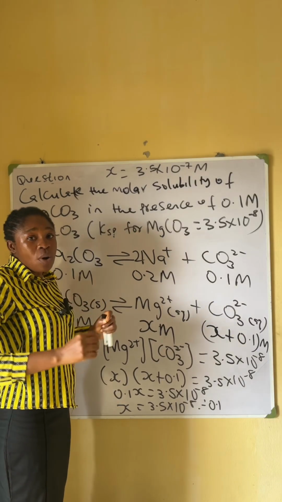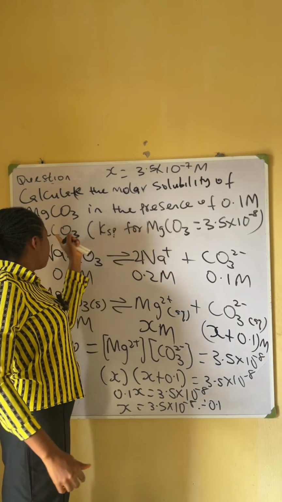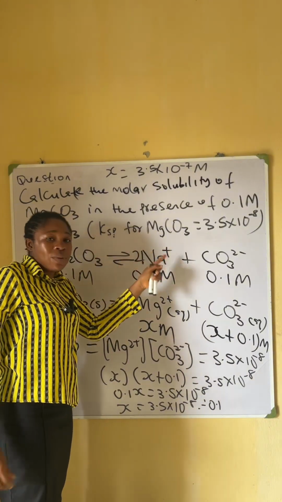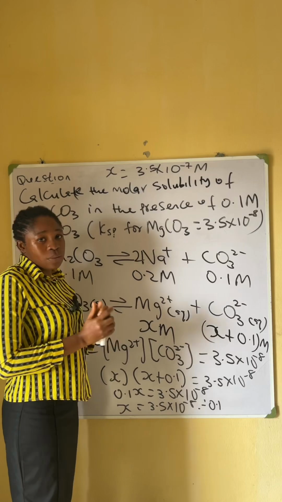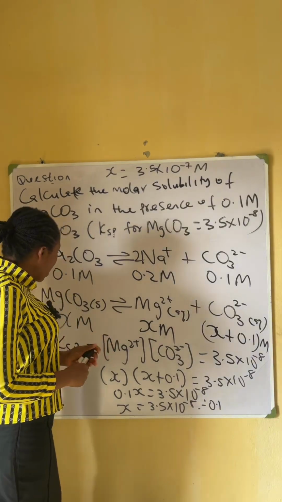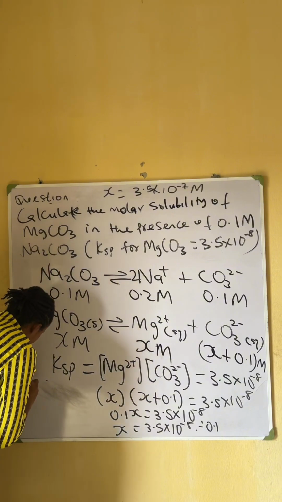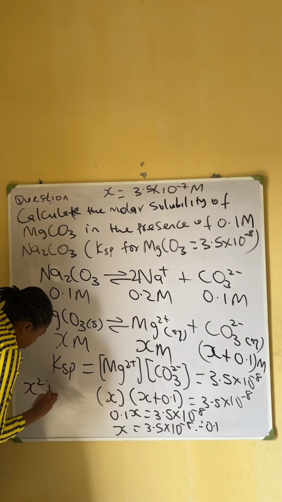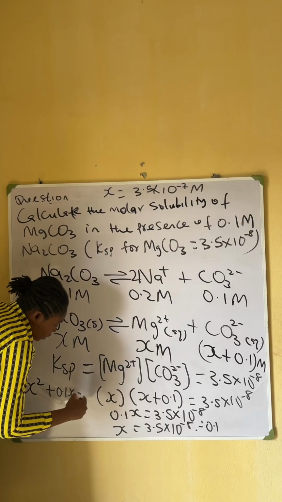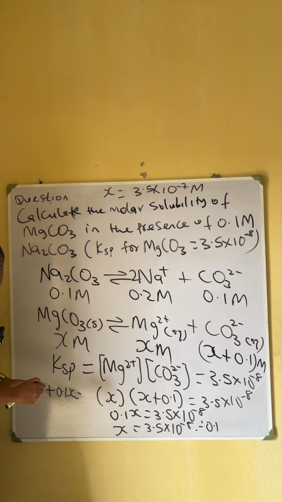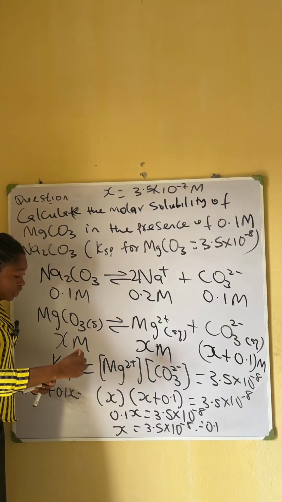So the presence of the common ion effect, the presence of sodium carbonate in magnesium carbonate, decreases the solubility of magnesium carbonate. There are other ways you can also solve this. If you expand this equation, we have X squared plus 0.1X is equal to 3.5 times 10 to the power minus 8. If you use the quadratic method and find the value of X, you still get the same value.